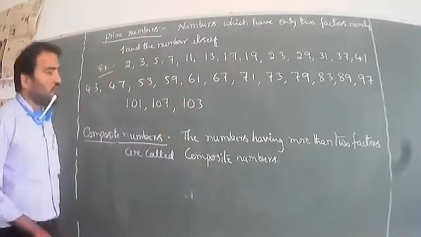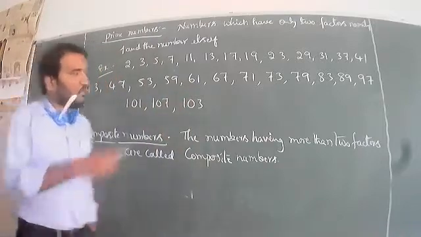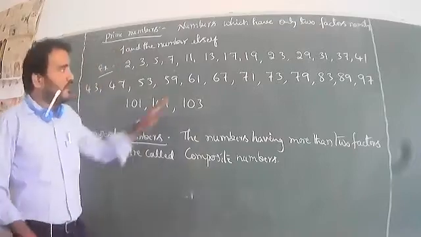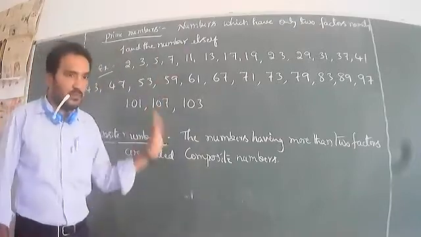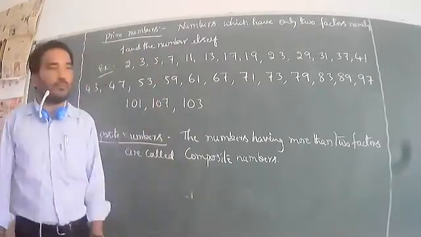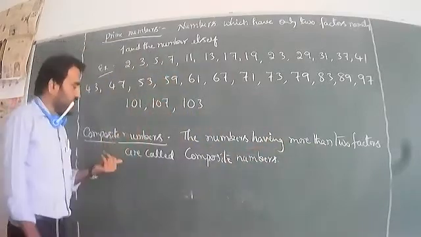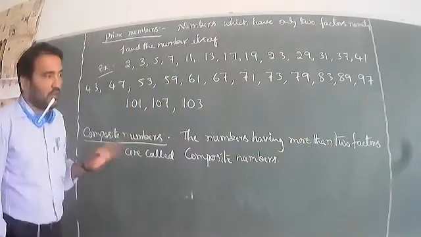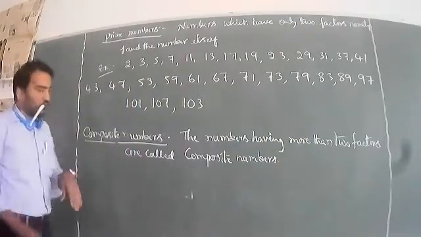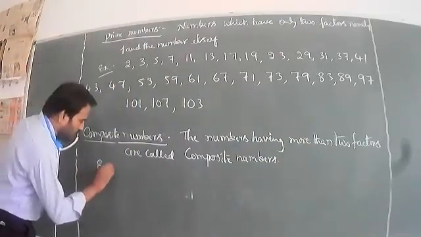Now I will go for composite numbers, the numbers having more than two factors. Leave the prime numbers, those numbers are called composite numbers. The numbers having more than two factors are called composite numbers. Composite numbers start from 4.